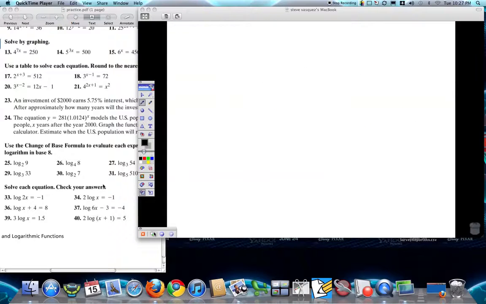I'm going to solve a different question. Let's take this for instance. Let's go with log of 6x minus 3 equal to minus 4. Log 6x minus 3, I want to make this 3 get moved to the other side first, so I've got log 6x is equal to, if I add 3 to both sides, that's going to make negative 1.